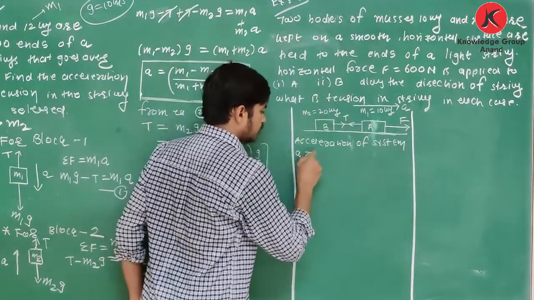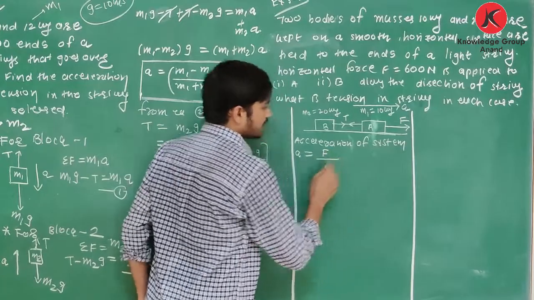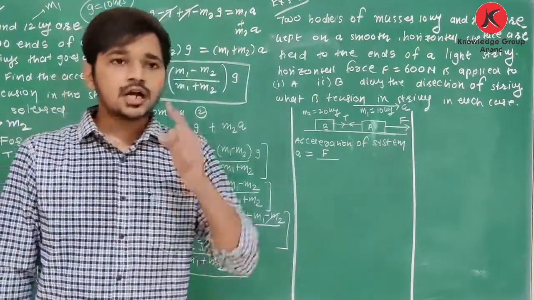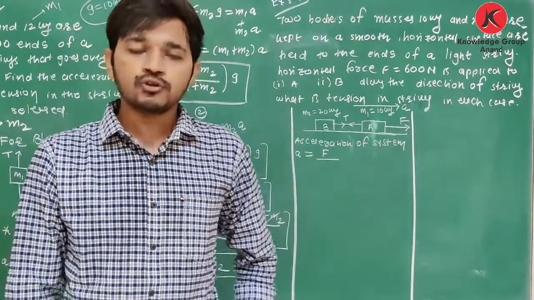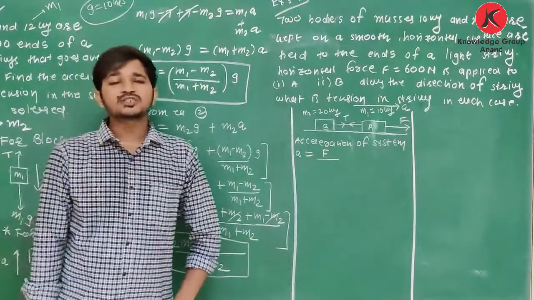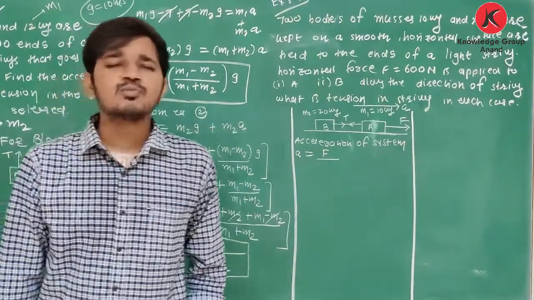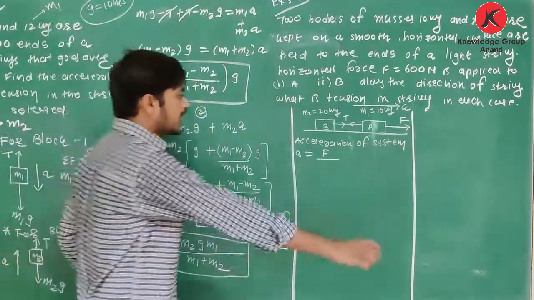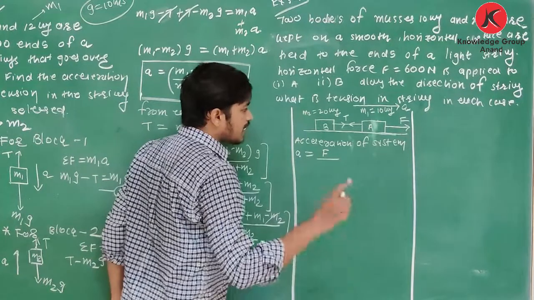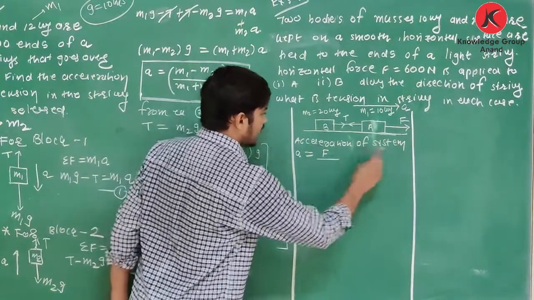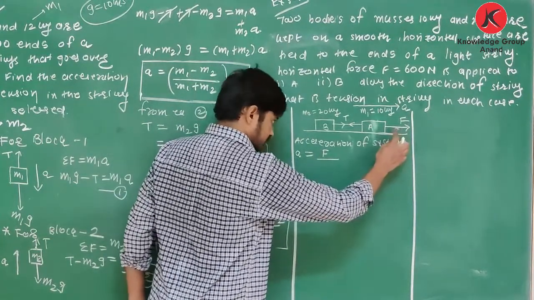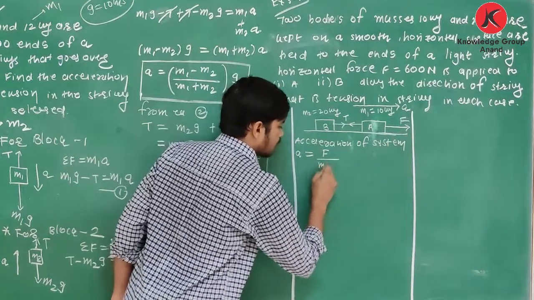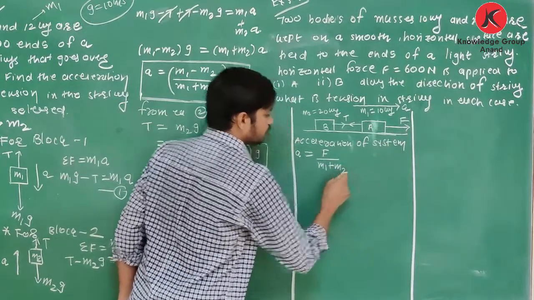A is equal to F upon S. Under the effect of external force F, two blocks which are connected are moving. Their acceleration will be the same. And how to find that same acceleration? Acceleration of this system is force upon total mass of two blocks.